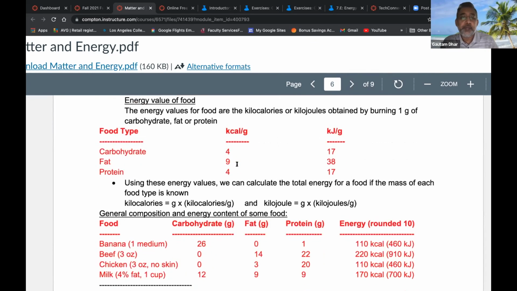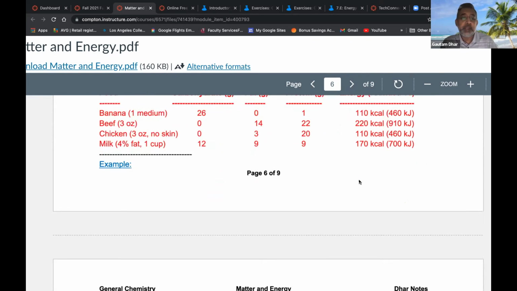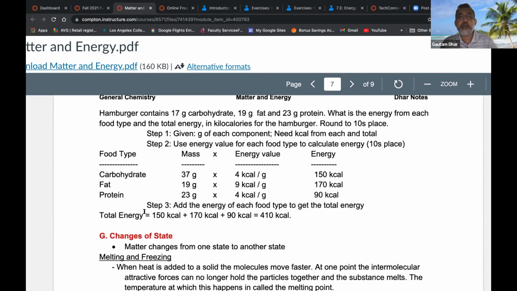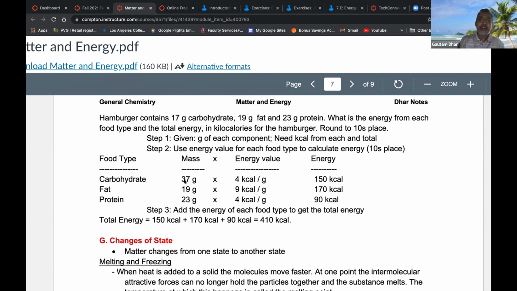Okay. So now if you have a food where we know how much carbohydrate, fat, and proteins are there, you can easily calculate the total calories. And this is part of this course. Okay, calculation of calories. So here are some examples. It's simple. Simply you multiply. Like hamburger contains 17 grams of carbohydrate, 19 grams of fat, and 23 grams of protein. What is the energy from each food type? So basically simply multiply them, and then you get the energy, add them up, 400 kilocalories.